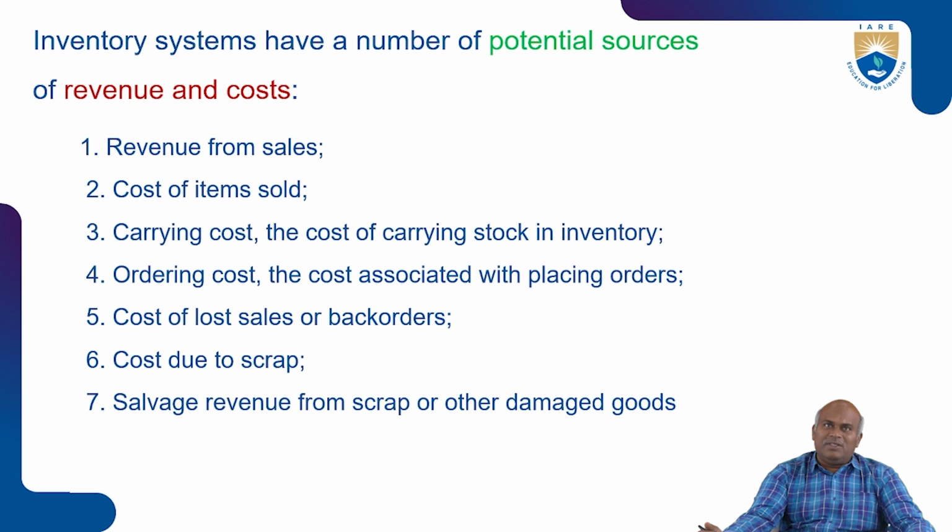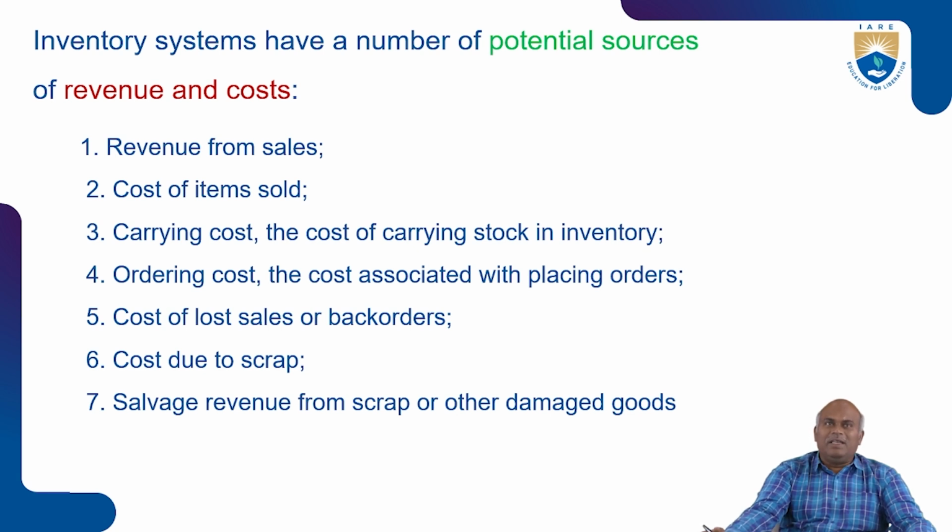I have simply represented them as a number of potential sources. We need to go for the revenue as well as the cost. First is the revenue from the sales: how much profit we get from the sale. Next, the cost of the item sold.